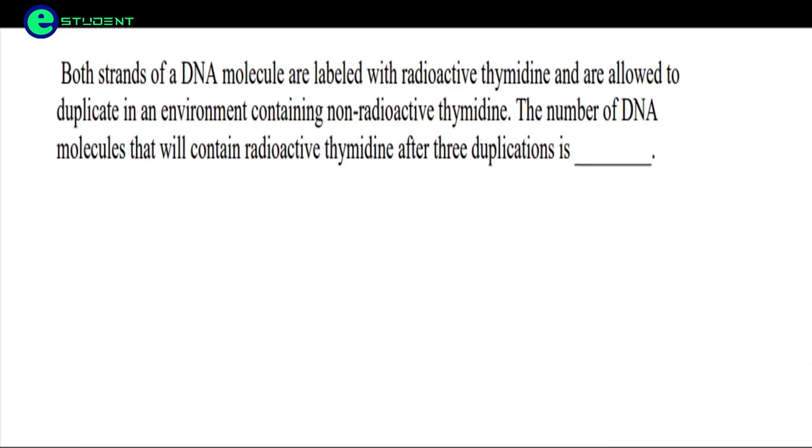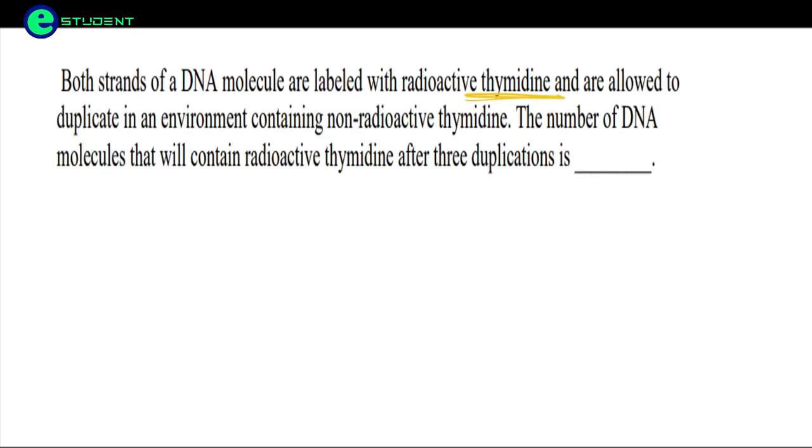Both strands of a DNA molecule are labeled with radioactive thymidine and are allowed to duplicate in an environment containing non-radioactive thymidine. The number of DNA molecules that will contain radioactive thymine after 3 duplications is. So what they are saying is, there is a DNA molecule and both the strands are labeled. Okay, so I'm denoting these with balls, like they are labeled here.